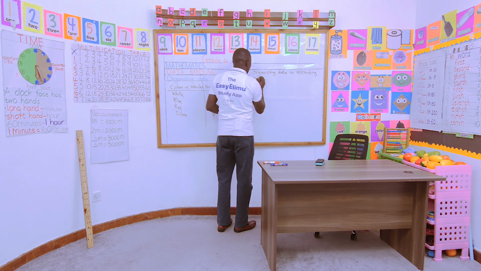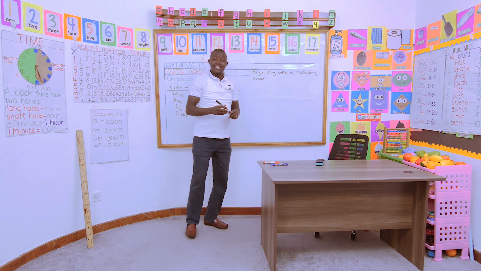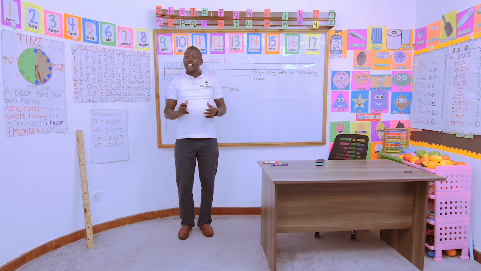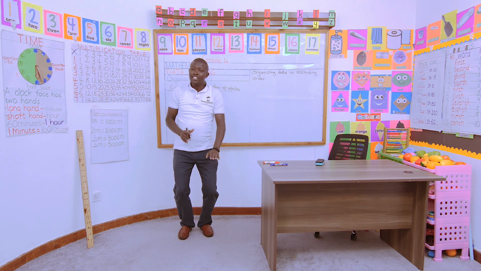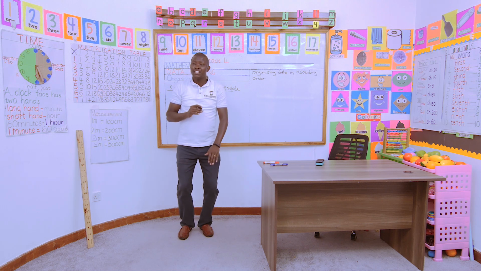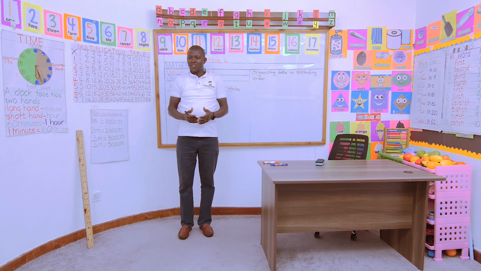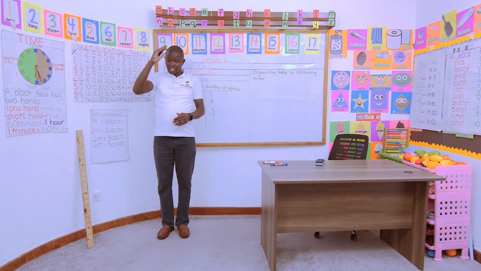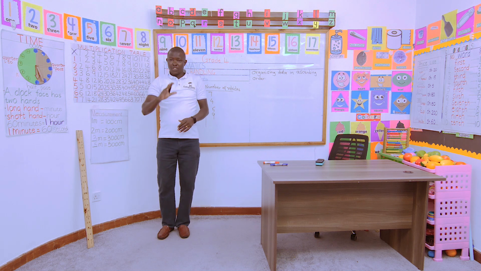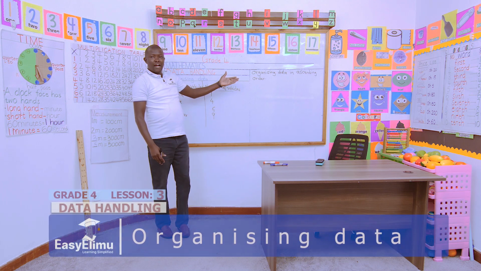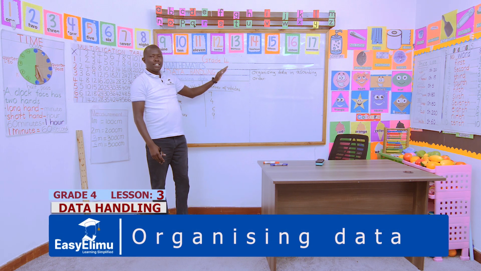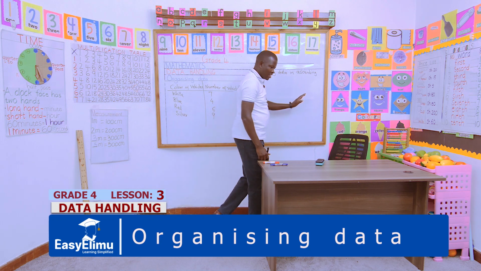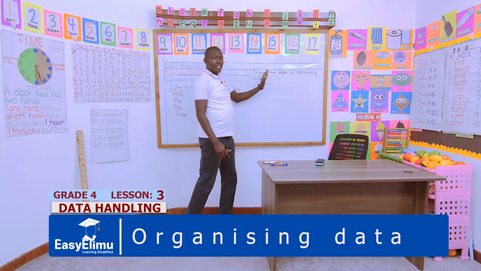And I pose a question, learners, what is ascending order? Yes, Victoria, ascending order is arranging information or data from smallest to the largest. What about descending order, Tom? It is arranging information or data from the largest to the smallest. Now today we are organizing it in an ascending manner. So we'll start from the smallest all the way to the largest.